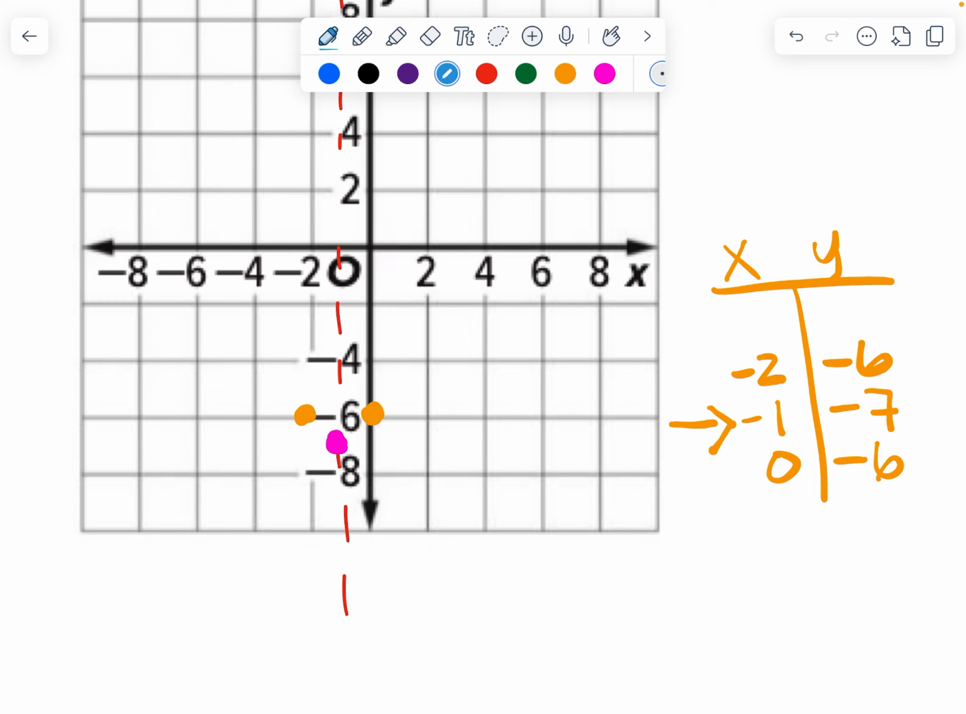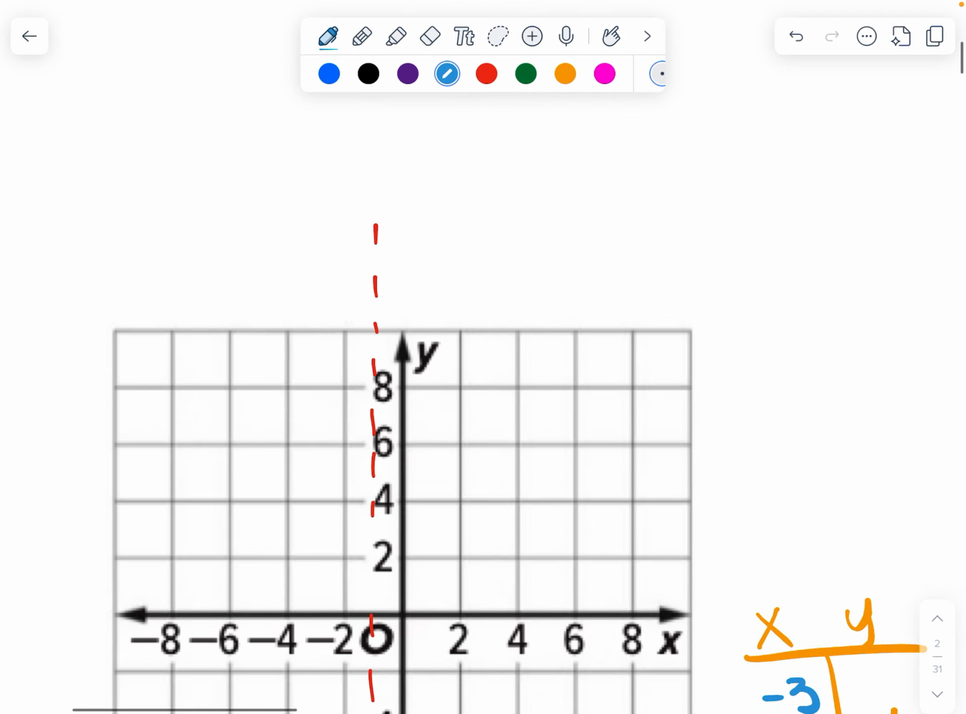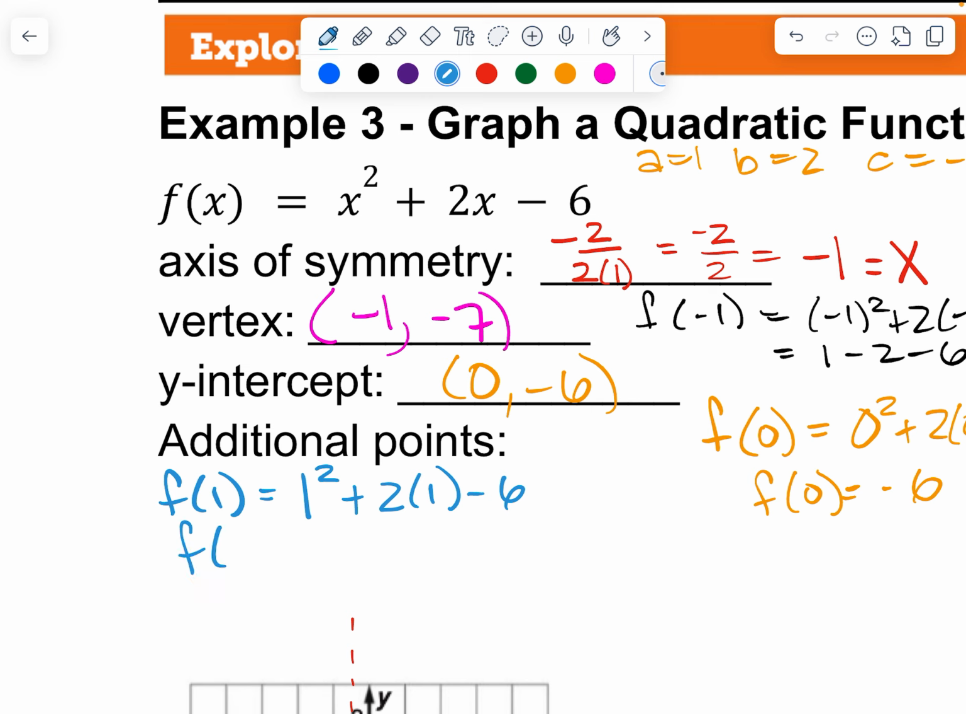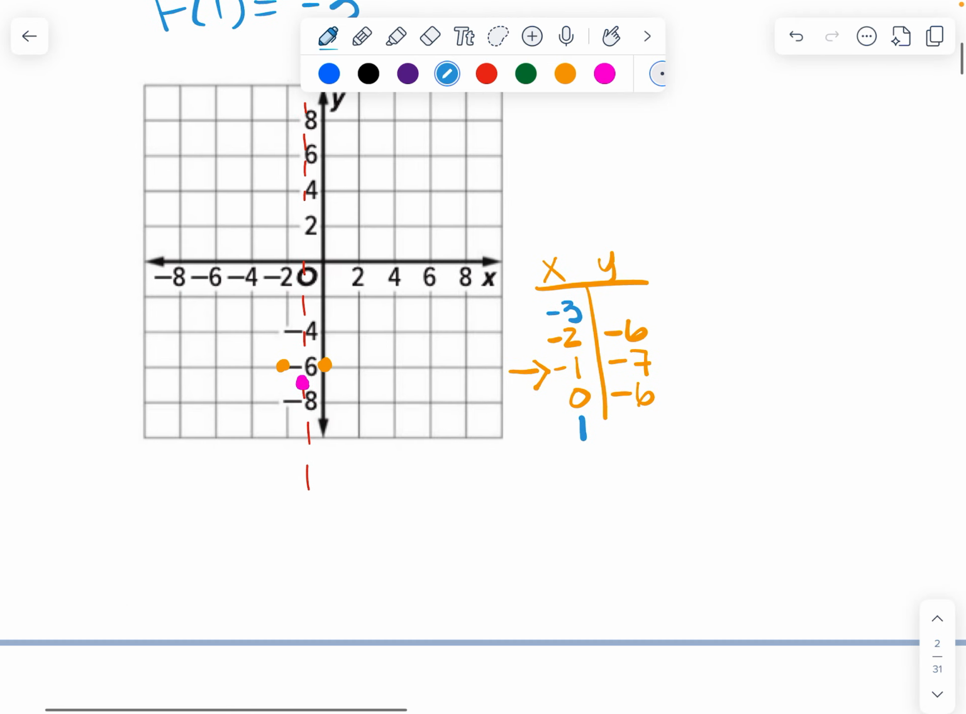So then I'm going to plug in 1. And whatever I get for 1, it's going to be the same for -3. So let's plug in 1. If I was to plug in f of 1, I would get 1 squared plus 2 times 1 minus 6. So f of 1 equals 1 plus 2 minus 6, so f of 1 equals -3. So -3, -3 is going to be here, and 1, -3 is going to be right there.